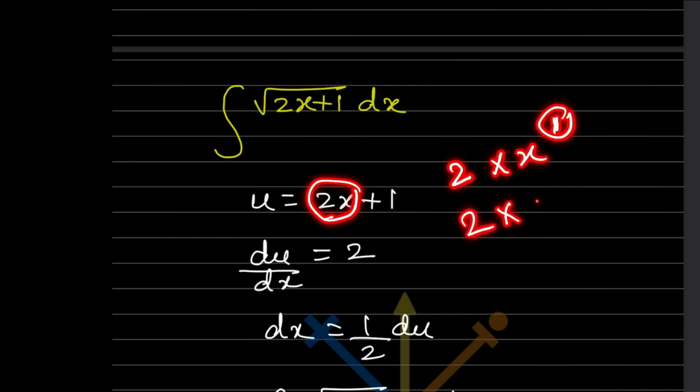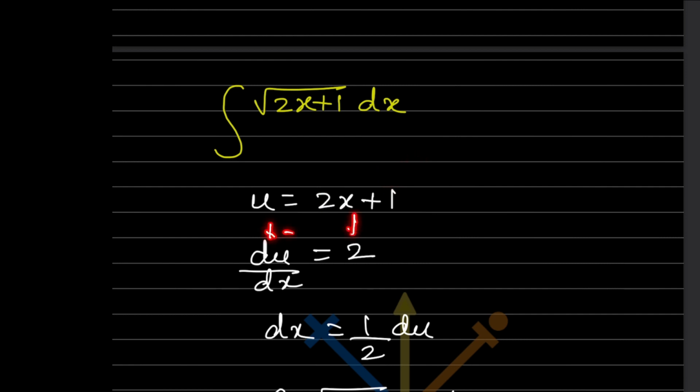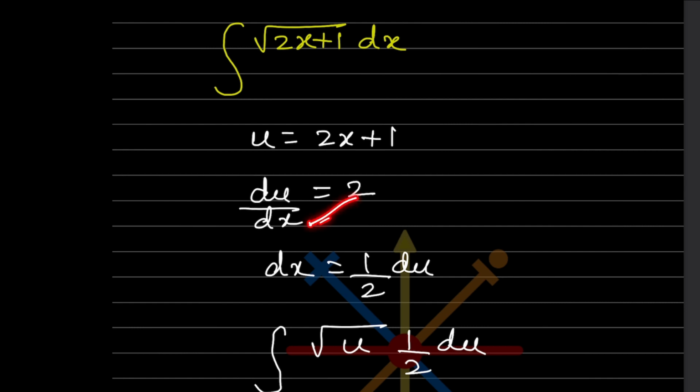So 2 into 1 into x raised to 1 minus 1, that will be 2 into 1, just 2. x to the 1 minus 1 means x to the 0, that is going to be 1. So the answer is going to be just 2. And this is a constant, so that is going to be 0. So the derivative of this is going to be just 2. So now when you rearrange this, the dx value is going to be 1 by 2 du.